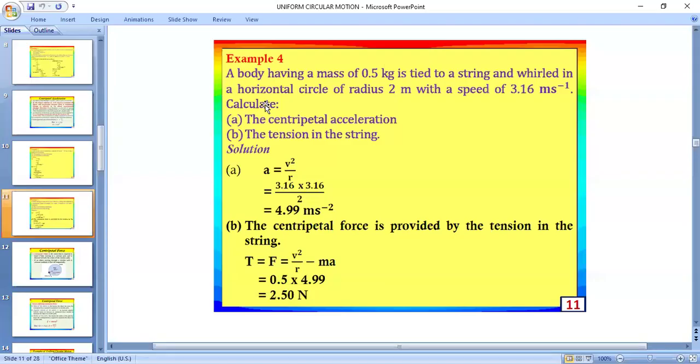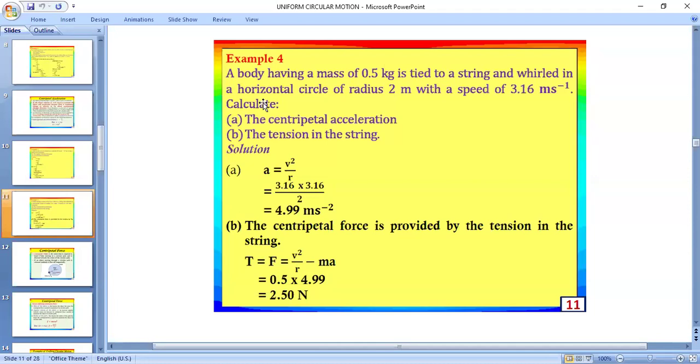So 3.16 squared divided by 2 gives us 4.993 meters per second squared. 4.993 meters per second squared is the answer.